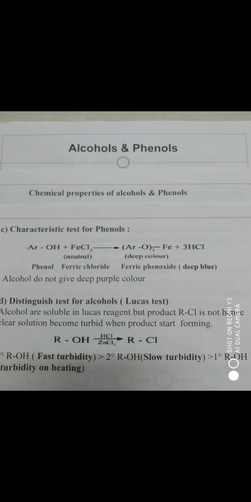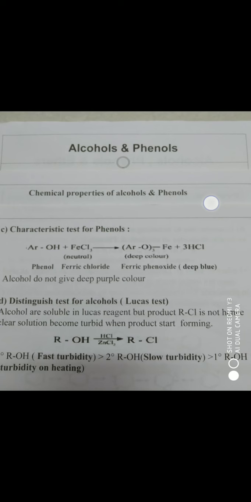Alcohols and phenols. Chemical properties of alcohols and phenols. Characteristic tests for phenols: phenols, ArOH, react with neutral ferric chloride solution to give a deep blue color, ferric phenoxide, (ArO)3Fe, plus 3HCl. Alcohols do not give the deep purple color.